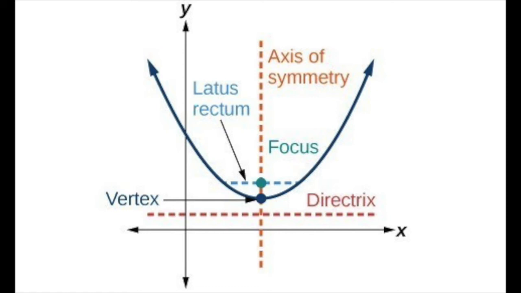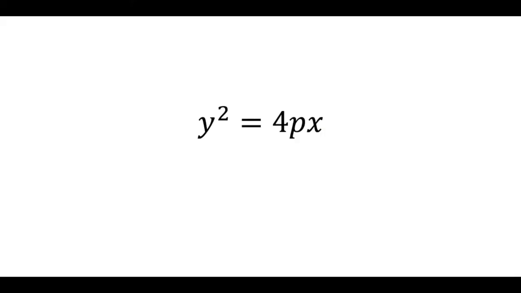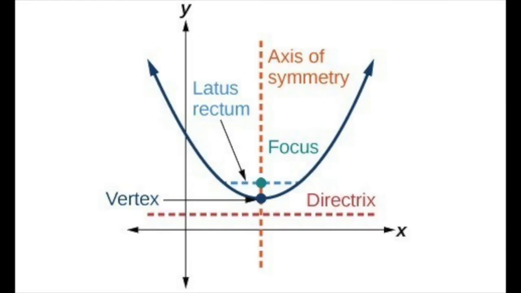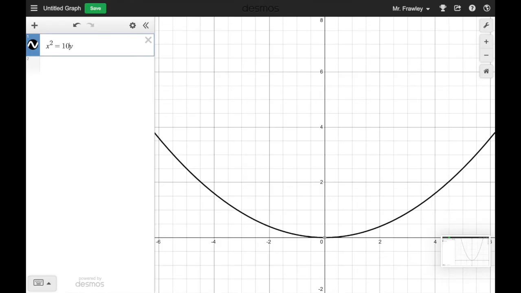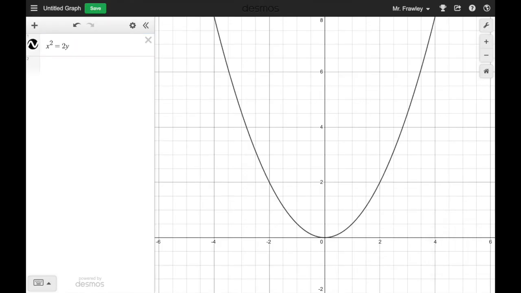The standard form for the equation of a parabola is either y squared equals 4 times p times x for a parabola that opens sideways, or x squared equals 4 times p times y for a parabola which opens up and down. P here is the distance between the vertex and both the focus and the directrix. The smaller the p-value, the more tightly curved a parabola will be.